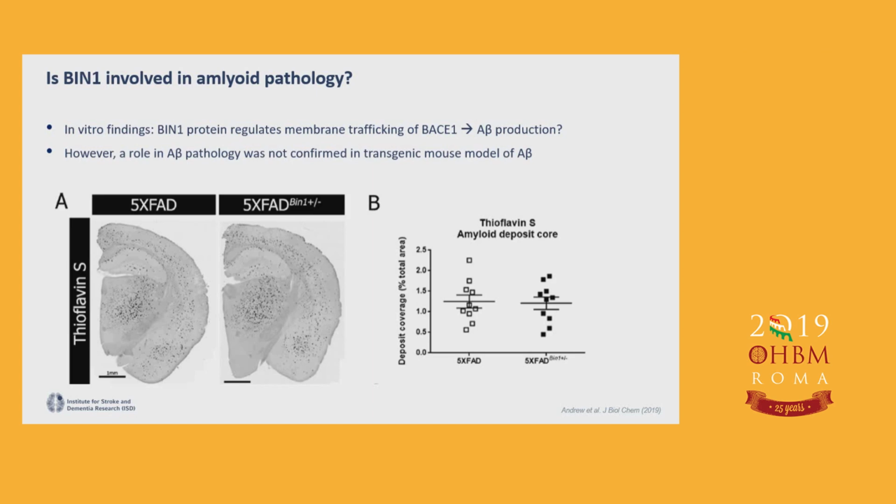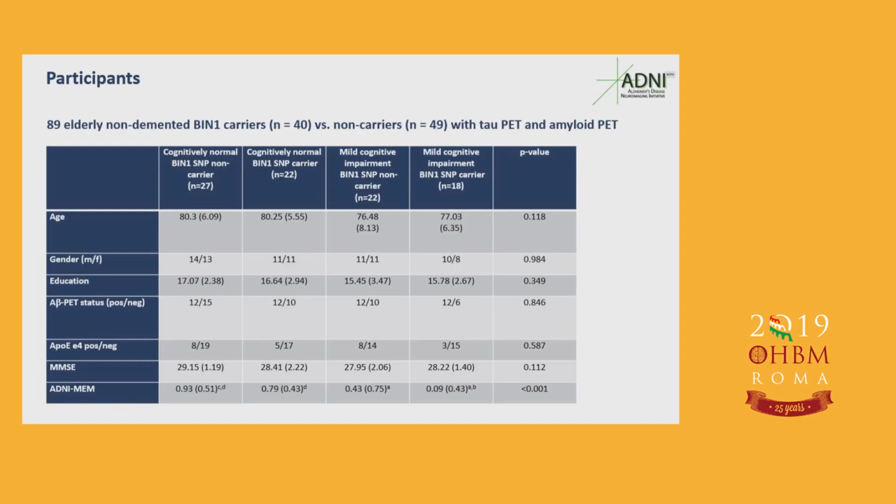However, recent evidence in transgenic mouse models of Alzheimer's disease have shown negative findings. But still the question is, can this be also translated to humans? So in order to address this question, how BIN1 SNP is associated with amyloid and tau pathology in humans, we assessed subjects from the Alzheimer's Disease Neuroimaging Initiative, which is open to researchers.